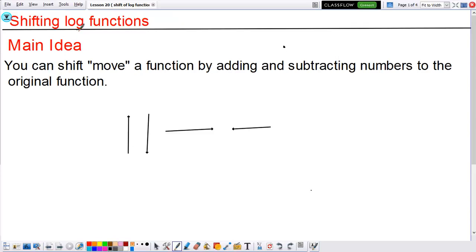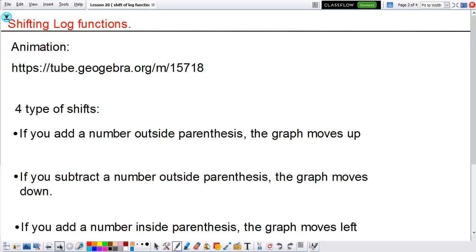Just like it says here in the main idea, you can shift or move a function by adding or subtracting numbers to the original function. Know that when you have a function and you add a number in a specific place, you can move the function in those four directions, either by subtracting or adding, and we will see that today. So for today, we will have a presentation.